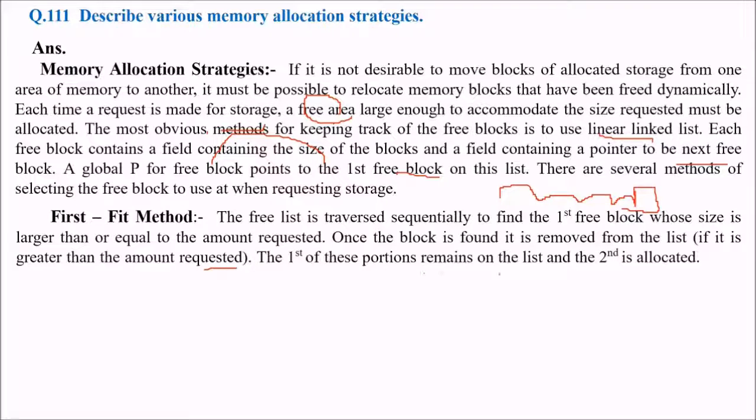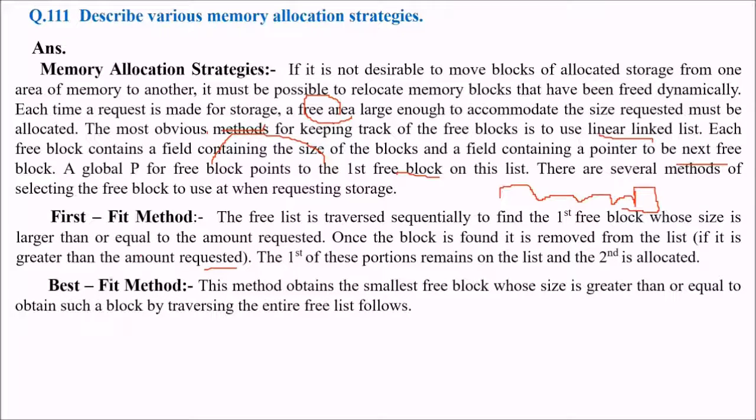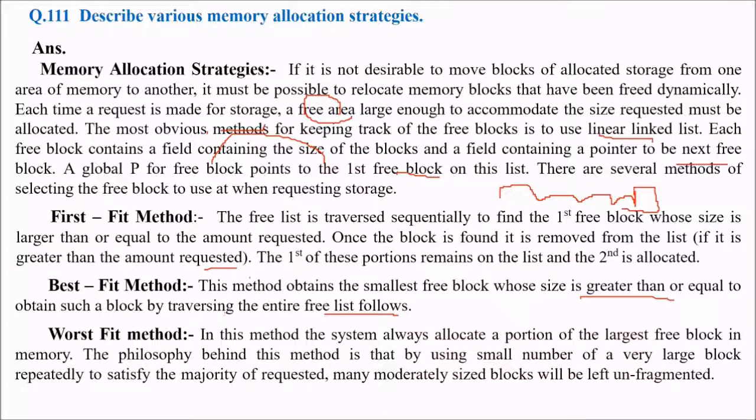second is allocated. The best fit method obtains the smallest free block whose size is greater than or equal to the amount requested, and to obtain such a block it traverses the entire free list. We'll see how the free list follows. We'll see by diagram also.